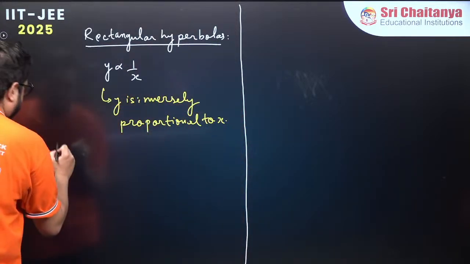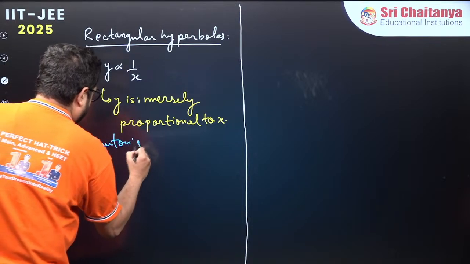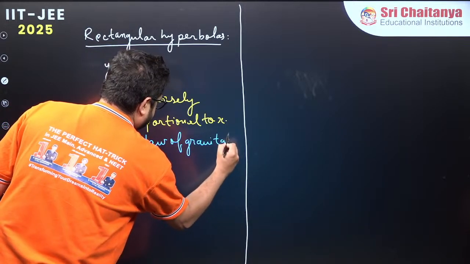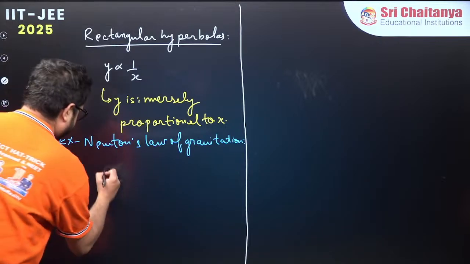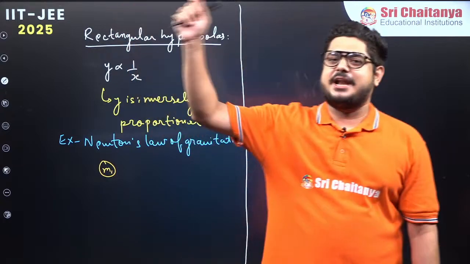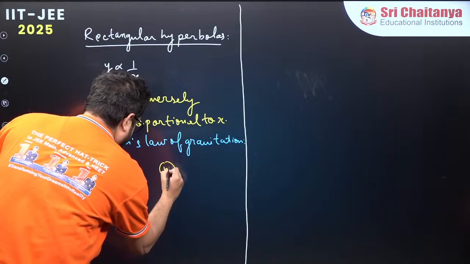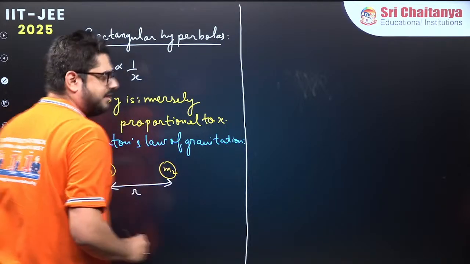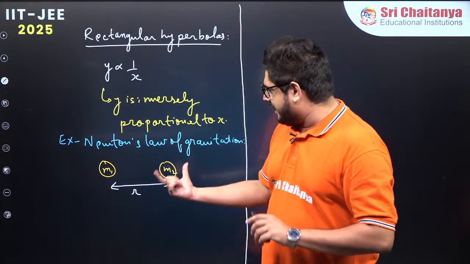So let's take the example of Newton's law of gravitation. What is it, everyone? You know that F is, there are two masses. I'm making you recall because this concept you might have studied in class 9th. There are two masses, let's say M1 and M2, which are separated by some distance R. These are two point masses, M1 and M2, separated by some distance R.